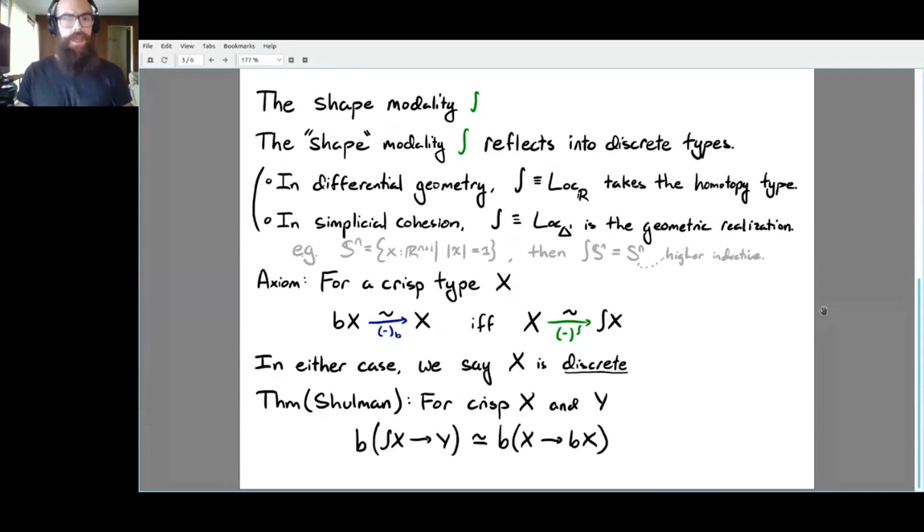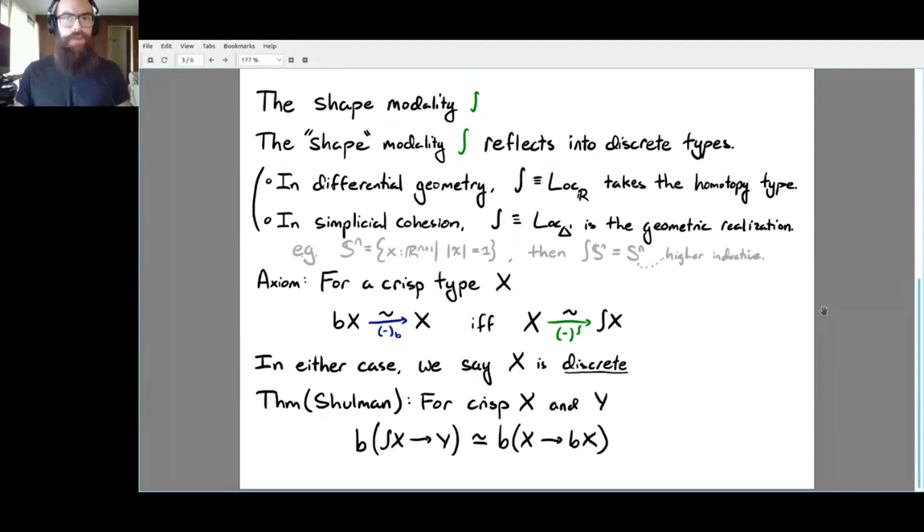And so our axiom, which ties the shape to flat, and therefore our liminal discontinuity of the crisp type theory, is this one, which I call the unity of opposites axiom, channeling Lawvere. If we have a crisp type, and we need the type to be crisp, otherwise we can't form flat of it, then it is co-modal for flat, the co-unit is an equivalence, if and only if it is modal for shape, the unit is an equivalence. In either case, we say that X is discrete, or to emphasize, we might say that it is crisply discrete.